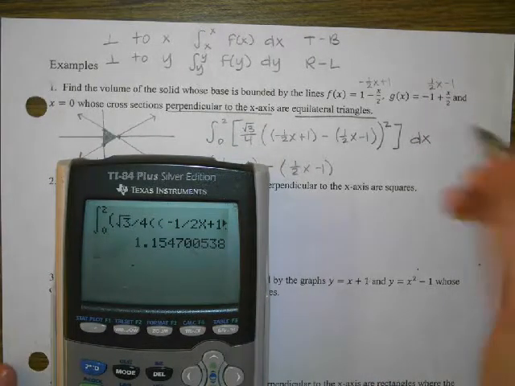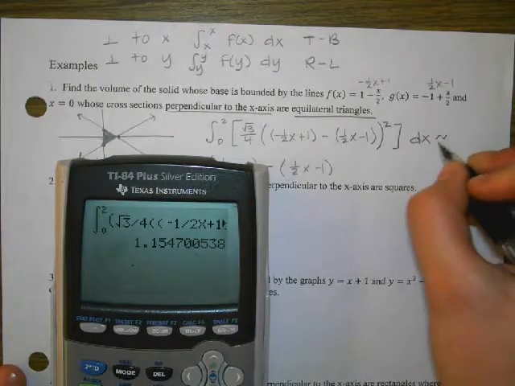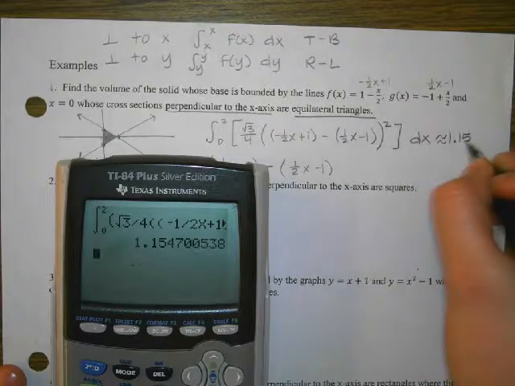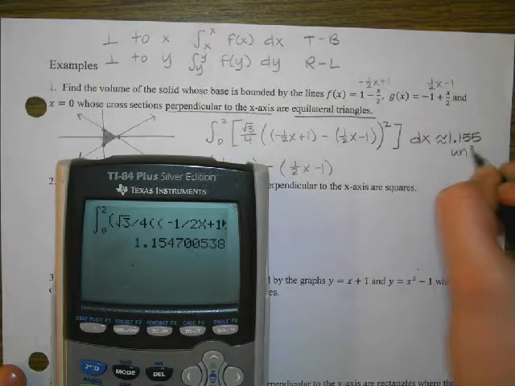Woohoo! All right, so this is approximately 1.155 units cubed.